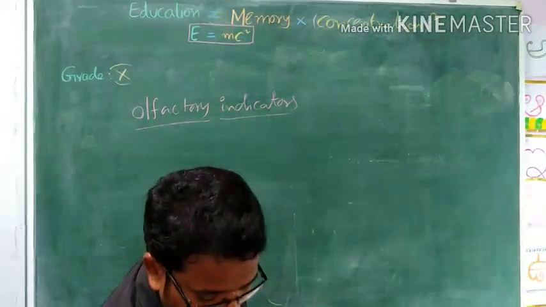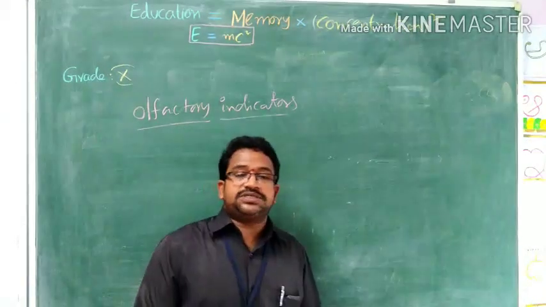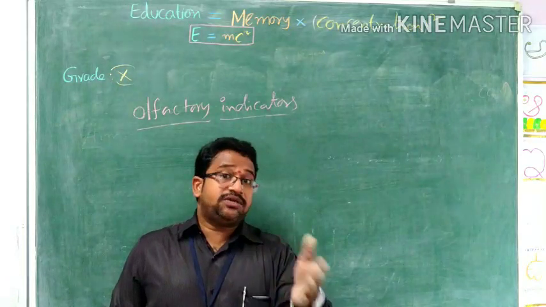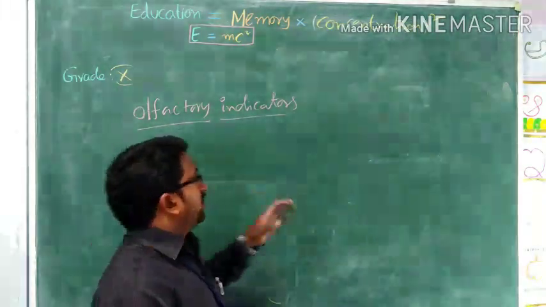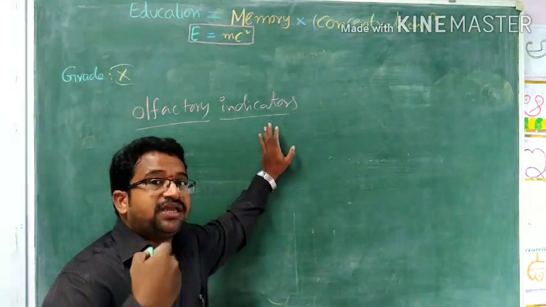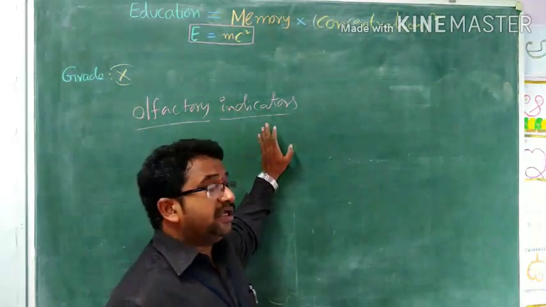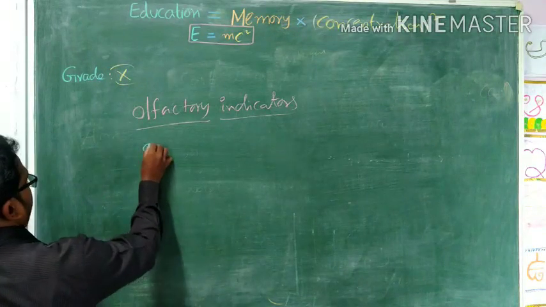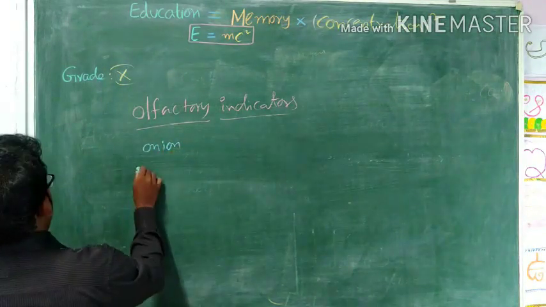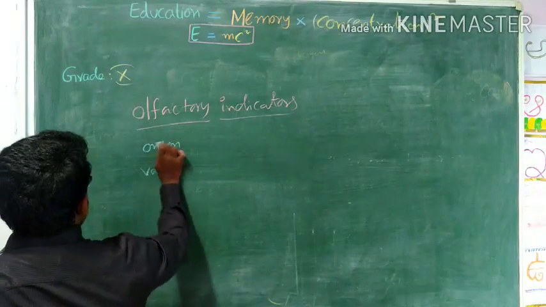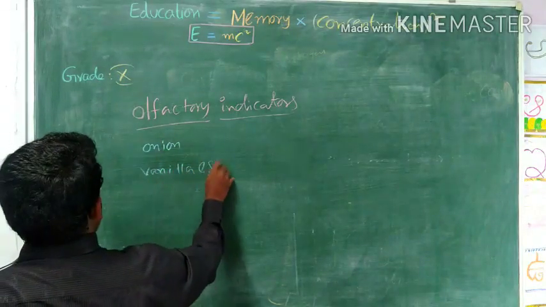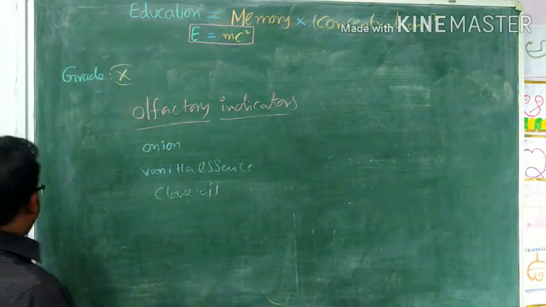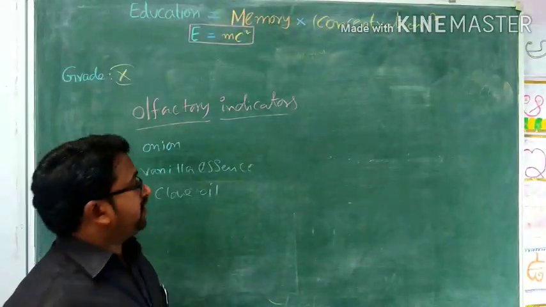So which are the olfactory indicators? Let us see. Olfactory indicators are useful to identify acids and bases even for the blind. Olfactory indicators are the indicators which change their odor or smell in the presence of an acidic medium or a basic medium. The things used as olfactory indicators are onions, vanilla essence, and clove oil. Commonly these are considered as olfactory indicators.